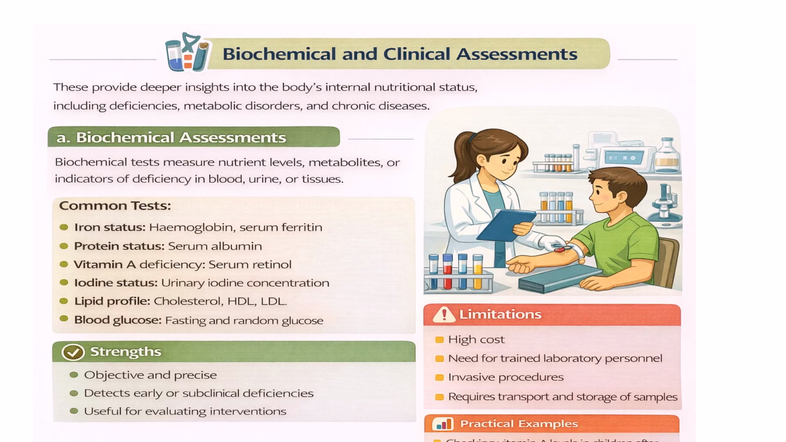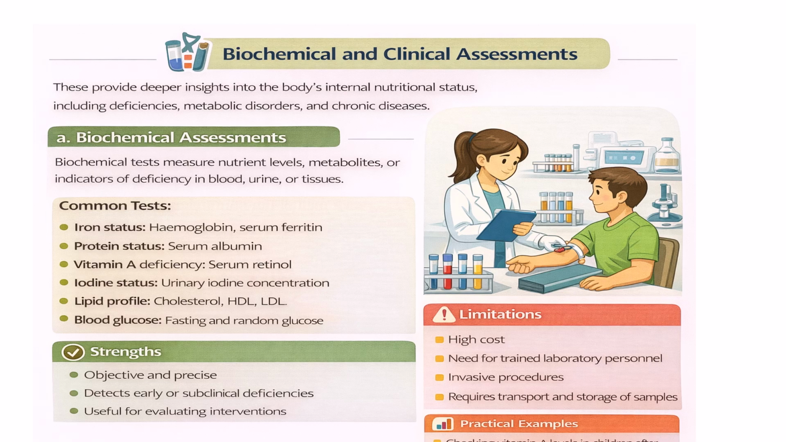Another investigation method in human nutrition is the biochemical assessment. And here you measure the nutrient level, metabolites, indicators of deficiency in blood, in urine, or in tissues. There are common tests that can be done. You can test the hemoglobin status, the serum ferritin, serum transferrin to detect iron status. You can also look at the serum albumin to assess the protein status. You could look at the serum retinol to determine if there is vitamin A deficiency.